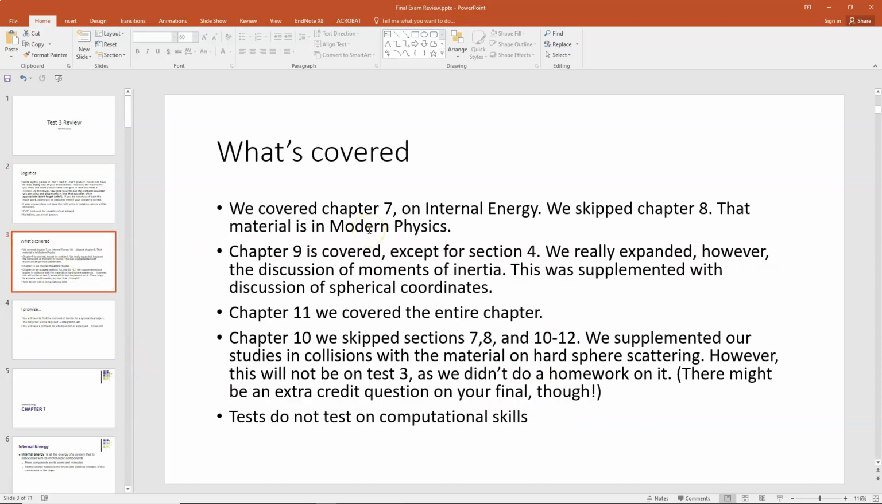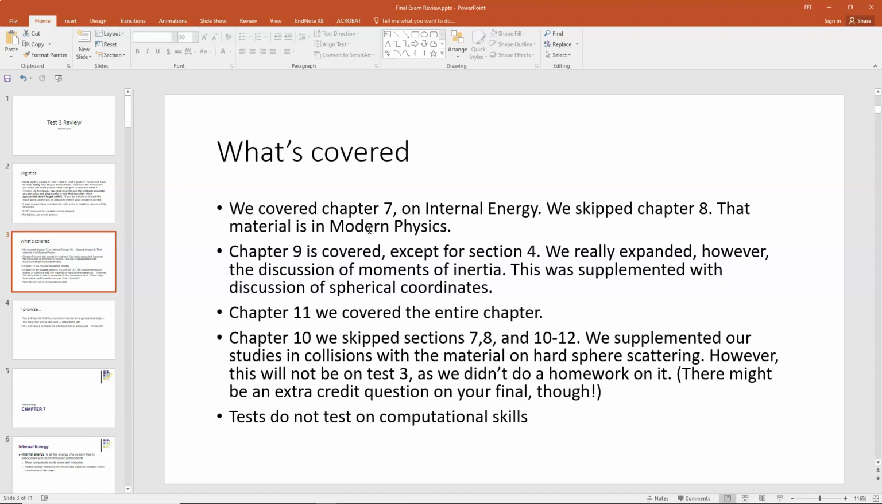Now we've covered Chapter 7, Chapter 9, and Chapter 11, which will be on the test. We did a little bit of coverage of Chapter 10, and that might end up as an extra credit question on your final, but it won't be on this test, because we haven't had a chance to do the homework. In Chapter 7, that was on internal energy.